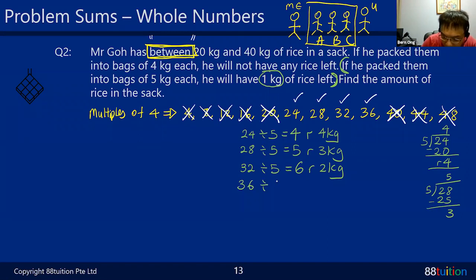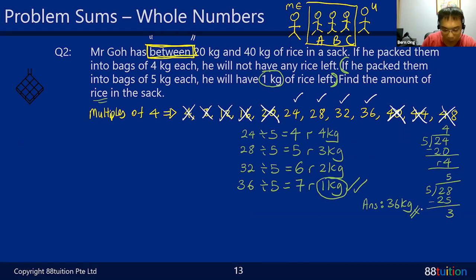36 divided by 5. From the 5 times table, 35 is the closest. So it's 7 packets, remainder 1 kg. This is the answer because I got the 1 kg. So the amount of rice in the sack is 36 kg. Can you see? So this is one method of doing.